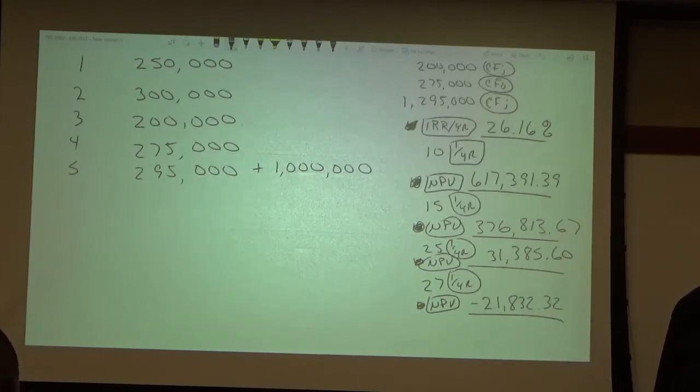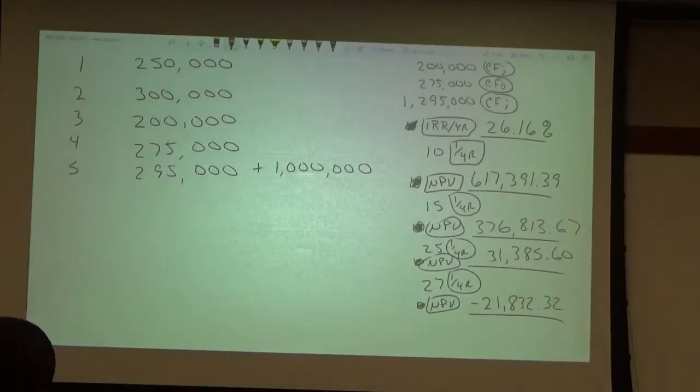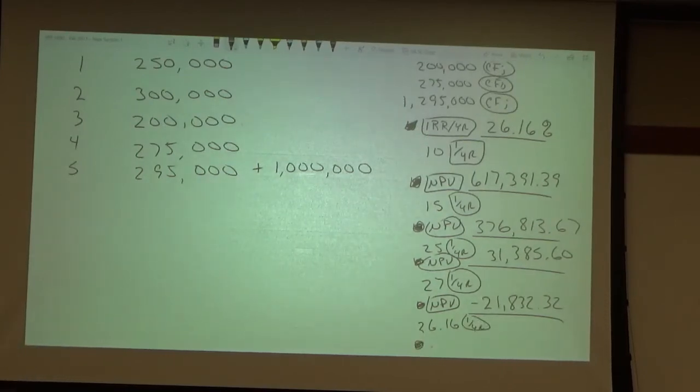Okay, everybody with me? Very, very useful tool. Now, it doesn't take a big step of logic to understand what's probably going to happen. If we put in 26.16%, we should get fairly close to zero. We're not going to get precisely zero because of rounding, but we should get fairly close. So let's see what we get. 26.16 is our interest rate; solve for net present value.